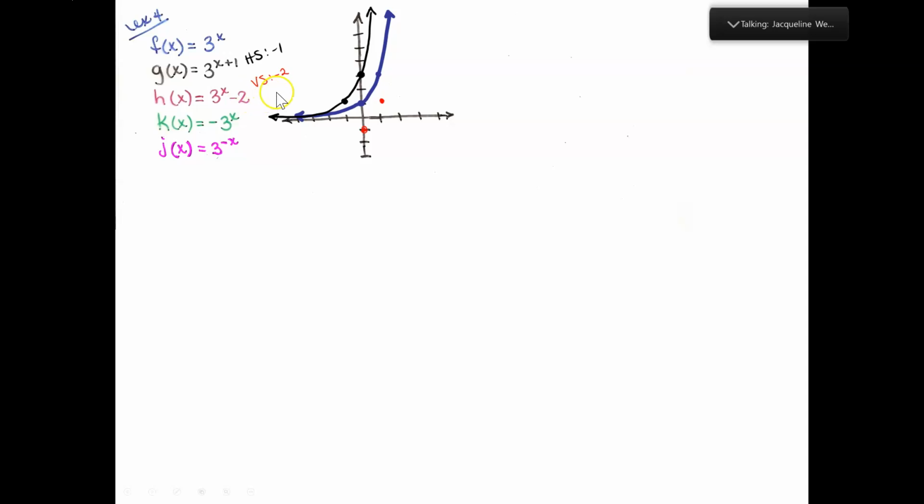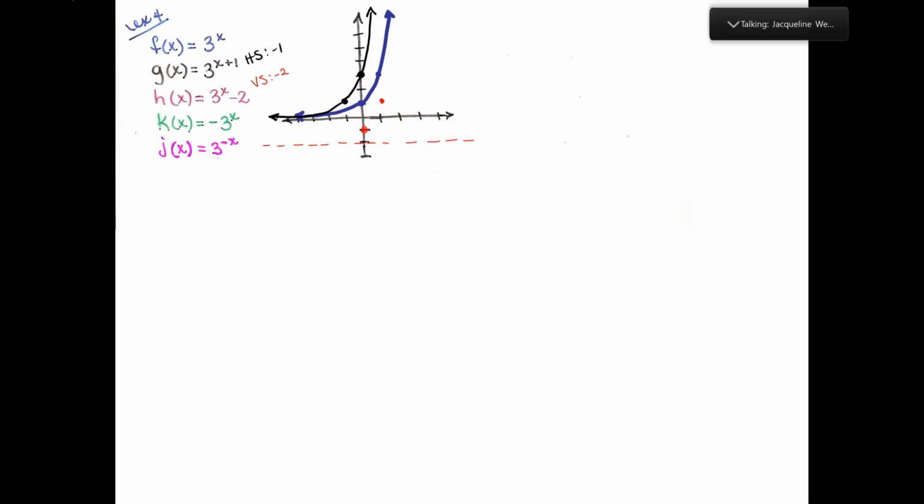So I'm going to take my y-intercept of 1 and go down 2. So where would it be? -1. This point, I'm just going to go down 2. I normally have an asymptote at 0, but if it goes down 2, where will it be? -2. So now I have everything that I need. Go ahead and sketch that graph.